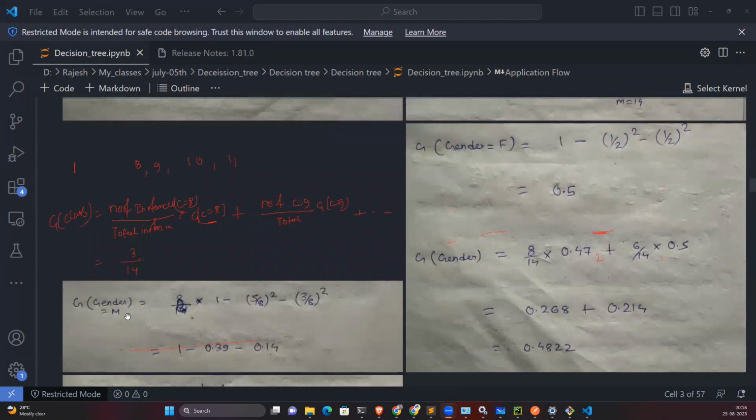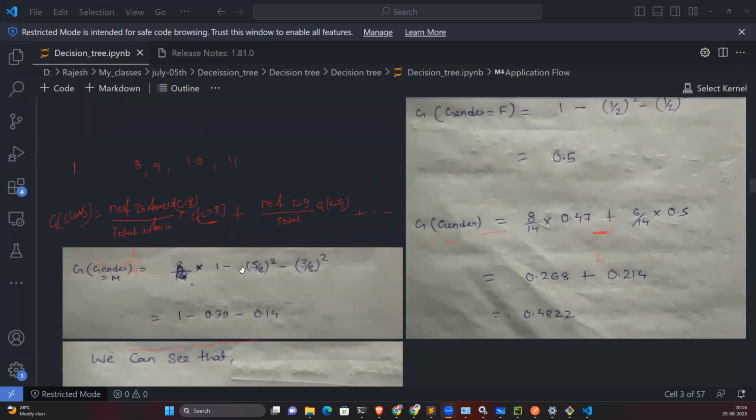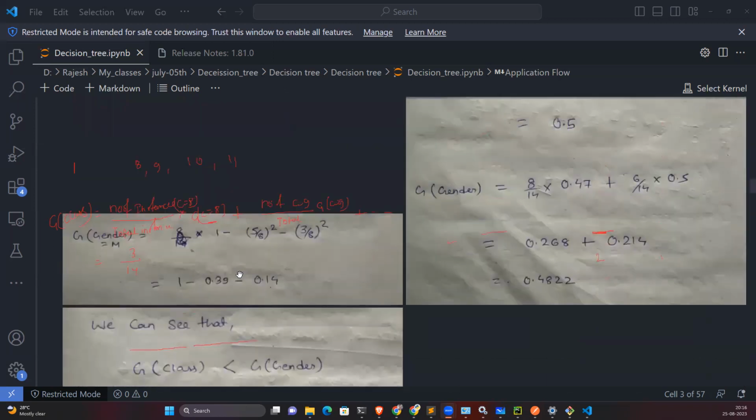Now we can calculate the Gini indexing for gender. How can we calculate? A very simple formula: total number of instances of gender equal to female divided by total instances into Gini indexing for female. Similarly, total number of instances of gender equal to male divided by total instances into Gini indexing of male. And when we calculate, we are going to get the result of 0.482.